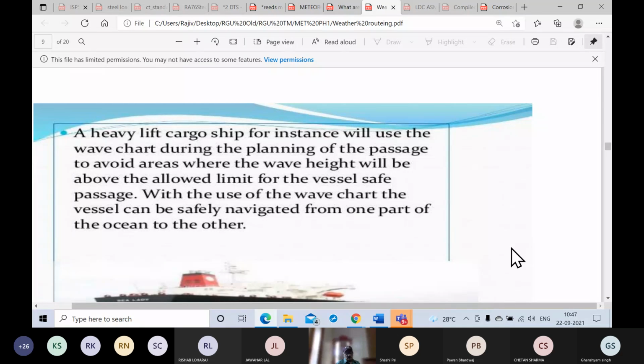So just as a small example, we have a heavy lift cargo ship. This is going to be used in planning to avoid areas of wave height that will be above the allowed limit for the vessel's safe passage. So this is useful. If the cargo being carried is heavy lift cargo, then the ship is going to make use of the monthly routing chart to avoid areas where the wave height is going to exceed the safe limit or cause concern to the safe passage, because more wave height will mean the heavy lift is under concern.